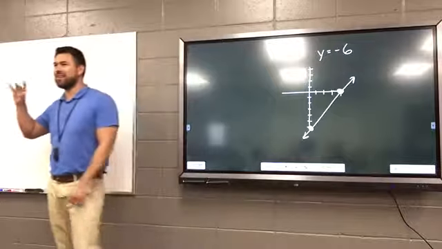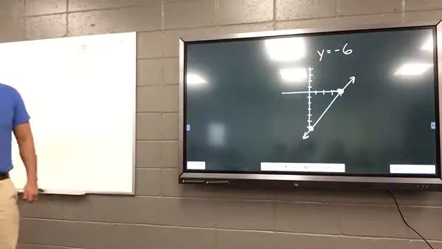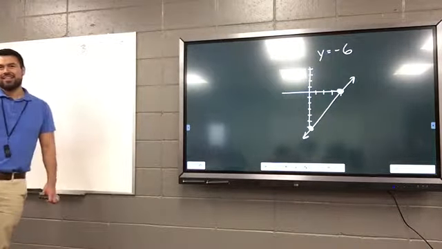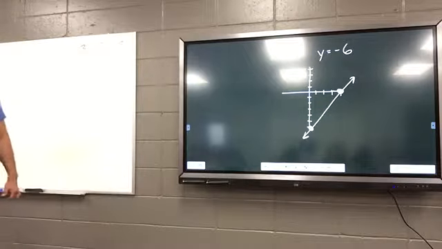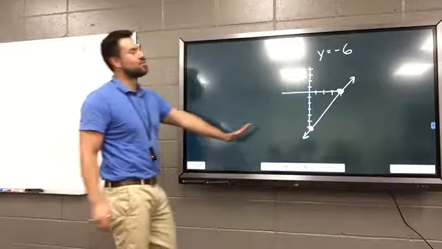Let's see here. Who's paying attention? Scout. Positive or negative slope? Positive. Are you positive about that? Pretty positive. You're correct. Positive. It goes left to right up.